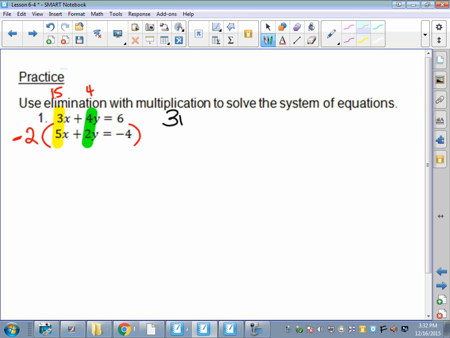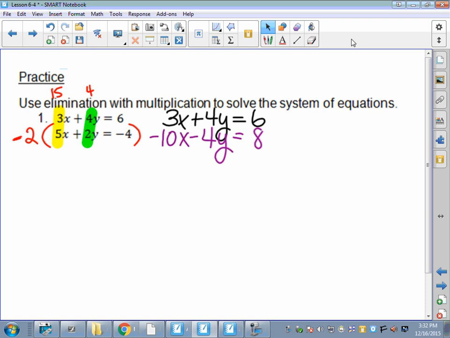So my first equation is going to stay exactly the same. No changes needed there. I only need to multiply one of the equations. When I multiply the second equation by negative 2, remember the distributive property. Think about multiplying everything. So negative 2 times 5x is negative 10x. Negative 2 times the 2y is negative 4y. And negative 2 times the negative 4, watch the signs on that, that would be a positive 8. The hardest part is done.